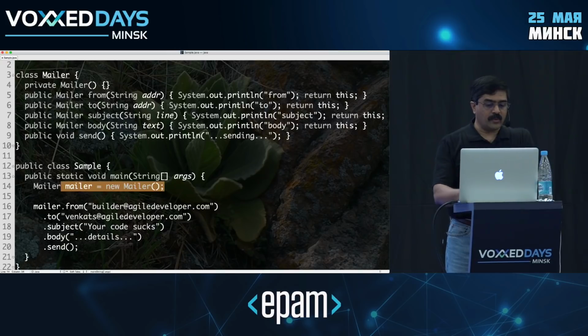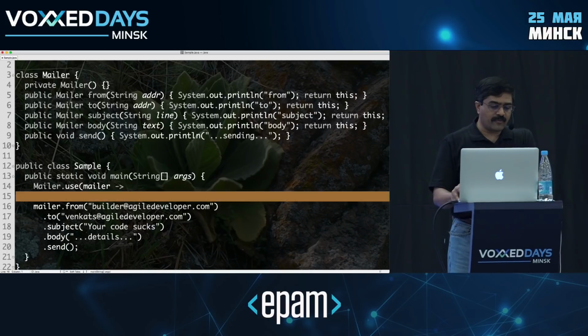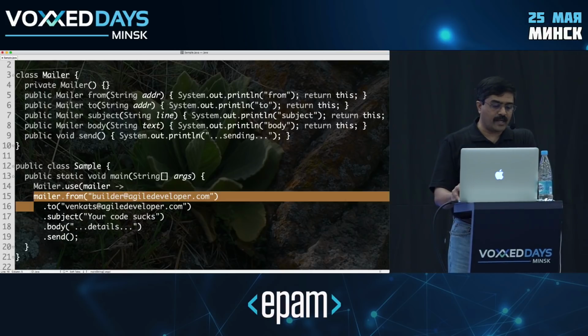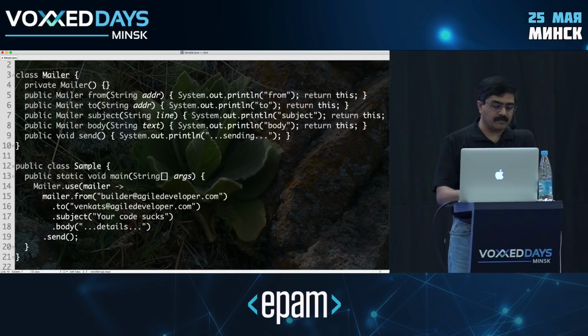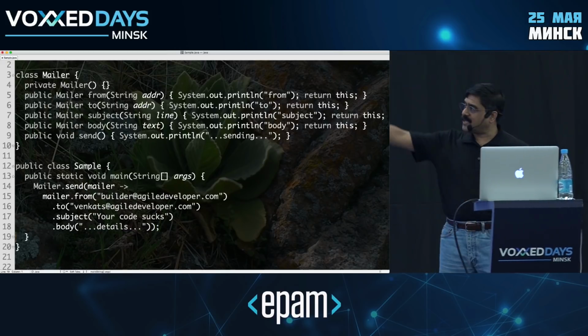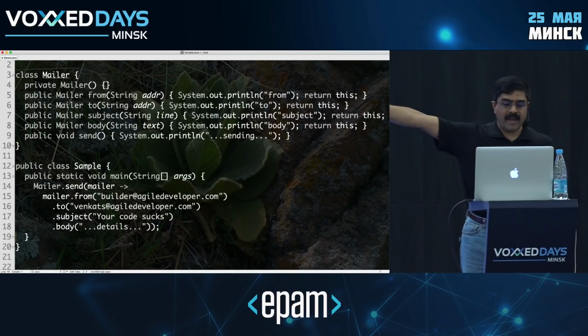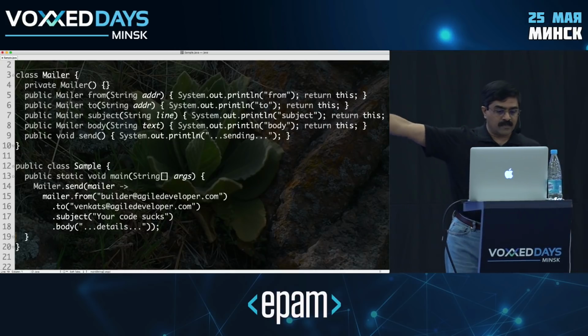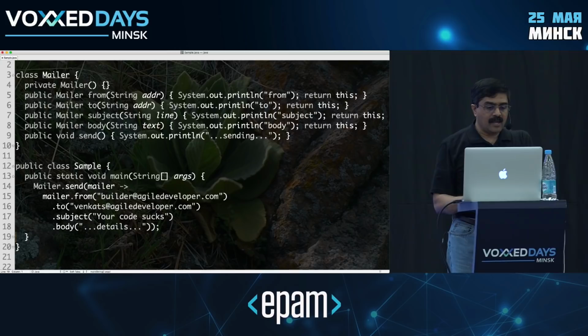So what do we do? Mailer.use. And within here, we'll pass the mailer to this. And then, of course, we will simply say over here, mailer.from. And we will actually, rather than use, call it send. And then we will simply call all that method up to here. So Mailer.send takes a lambda, which receives a mailer, but then we call the from, the to, the subject, and the body from that function.